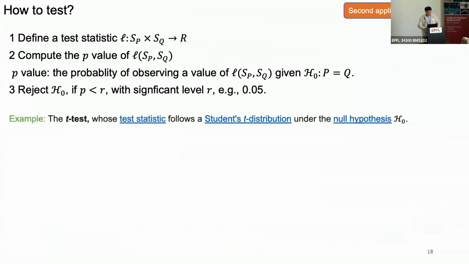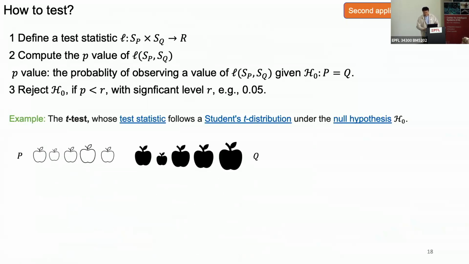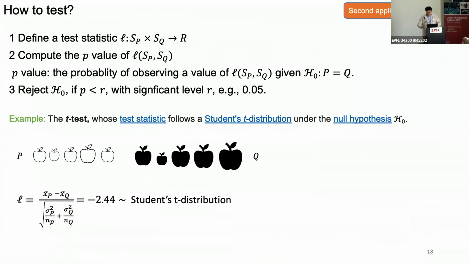Let's look at a simple example. T-test. For example, we have two batches of apples of various sizes from two companies. We want to know whether these two batches of apples have the same quality. Then we calculate the t-test test statistic of P and Q.